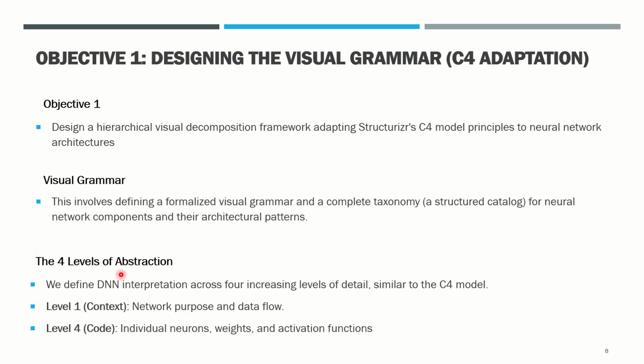There are 4 levels of abstraction in the C4 model. We define the NN interpretation across 4 increasing levels of detail, similar to the C4 model. Level 1 is context, purpose and data flow. Level 4 is code, which is individual neurons, weights, and activation functions.